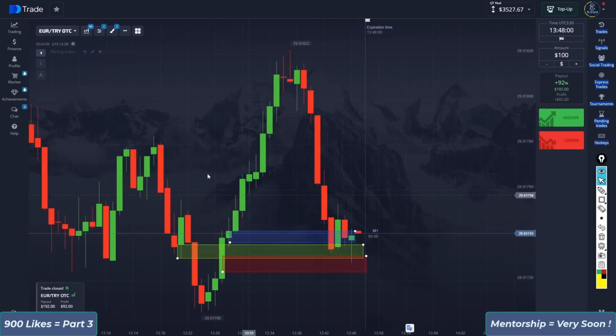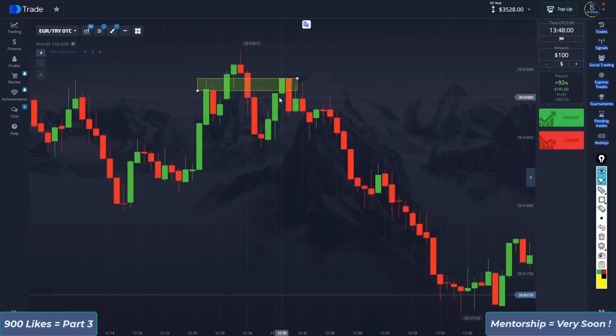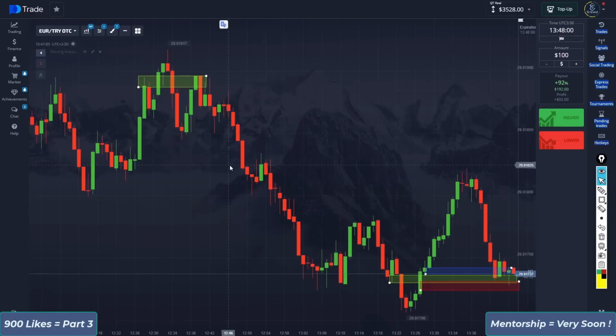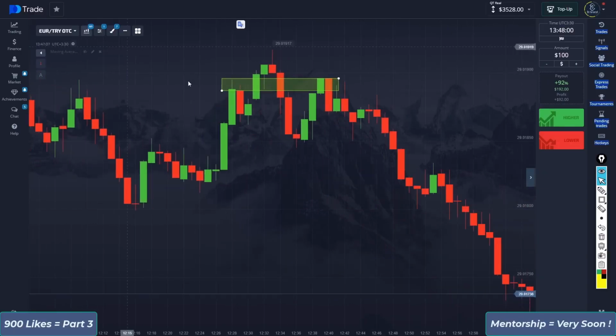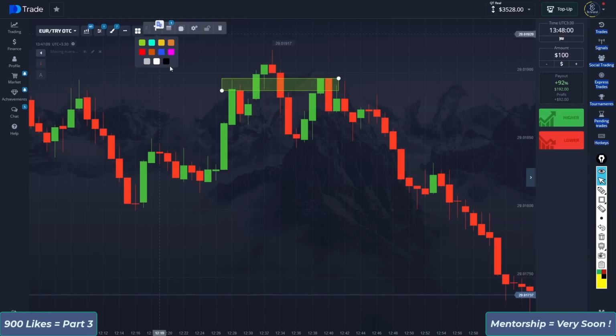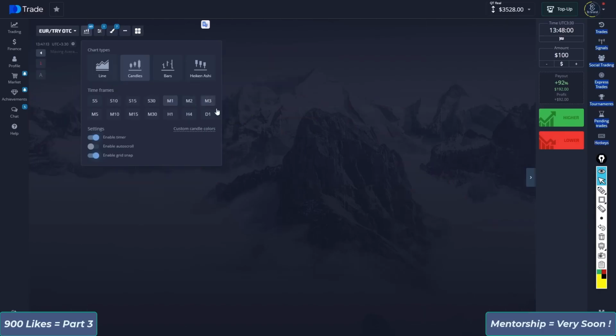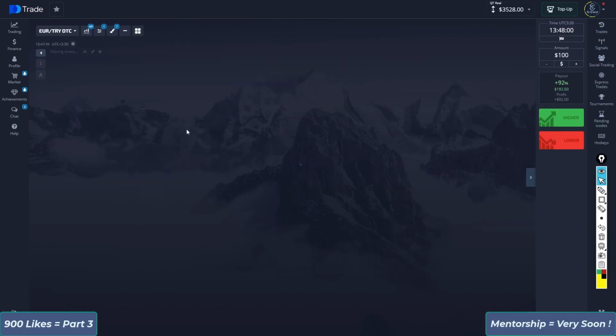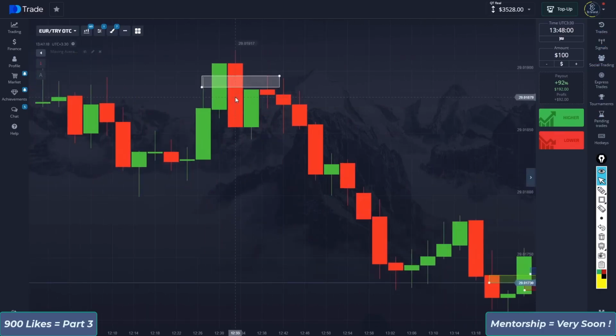There we go. Okay, so I want to check this right here for you, this QM right here. Let me just make this somehow. Okay, let's go with yellow. Let's check the confirmation in the 3 minutes. Oh, do we have an engulf? This is a beautiful confirmation, and we have the engulf.